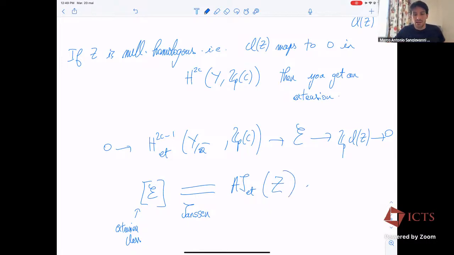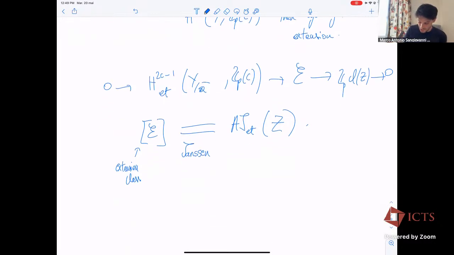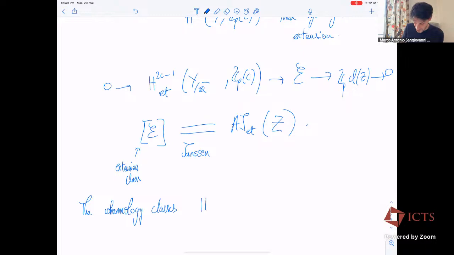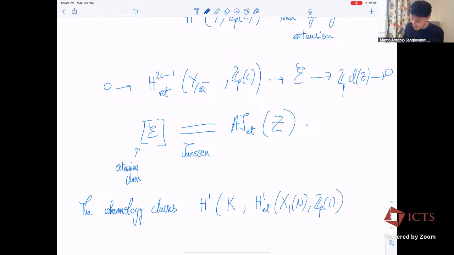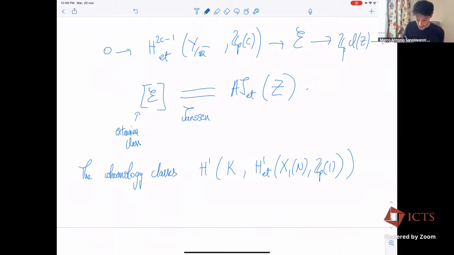Okay, and in the Heegner point case, the cohomology classes in H^1 of the modular curve coming from Heegner points are constructed in this way.